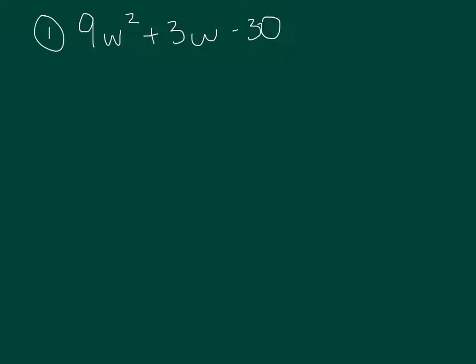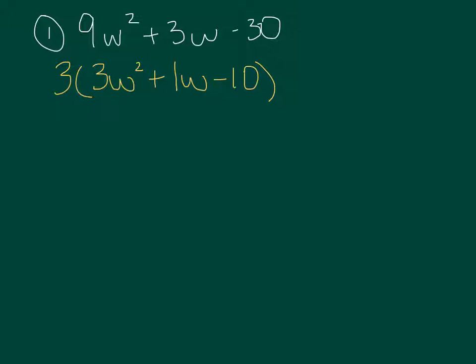So you ask yourself, what do all of these have in common? Well, they all have a 3 in common. So we're going to divide everything by 3. If I divide 9 by 3, I get 3. Keep your w to the second. If I divide 3 by 3, I get 1w. And negative 30 divided by 3 is negative 10. So we found what they had in common and we divided that out.